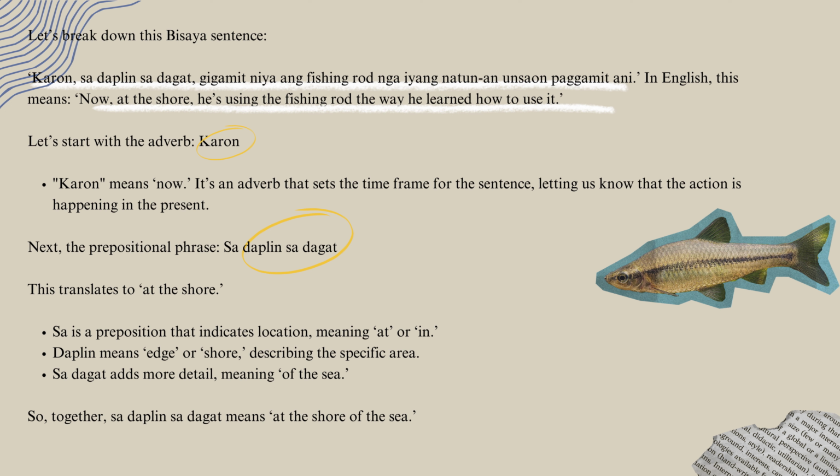Next, the prepositional phrase, sa daplin sa dagat. This translates to at the shore. Sa is a preposition that indicates location, meaning at or in. Daplin means edge or shore, describing the specific area. Sa dagat adds more detail, meaning of the sea. So together, sa daplin sa dagat means at the shore of the sea.